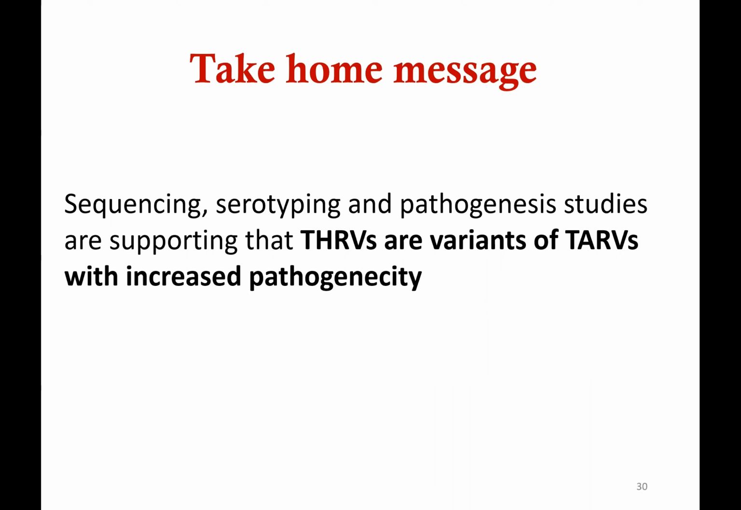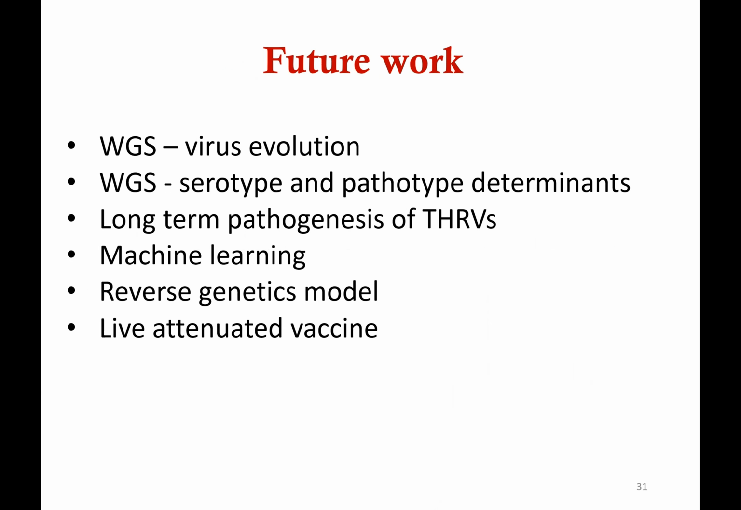We are continuously working on whole genome sequencing to predict any new variants that may cause future outbreaks and may be different from the autogenous vaccines. We're also working on using this sequence information to determine the serotype and pathotypes based on sequence analysis only. And we are looking for funding support to conduct a long-term pathogenesis study of turkey hepatitis reoviruses.